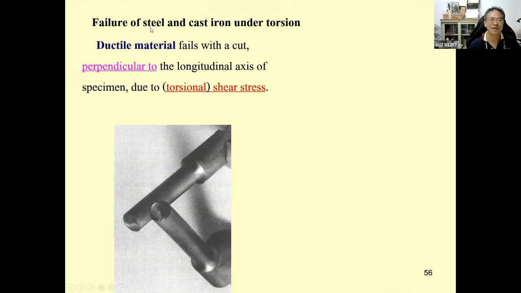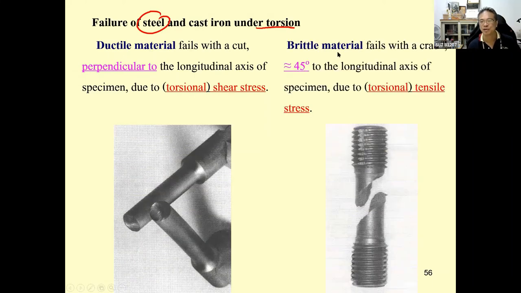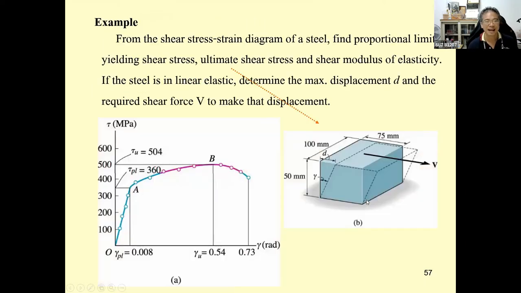The failure of steel and cast iron in torsion is like this. The ductile material will fail like this, and the brittle material will fail like a crack. You will certainly see these two pictures again in material testing. You also can use this diagram to determine the strain, and then determine the displacement d that occurs on the structural member.